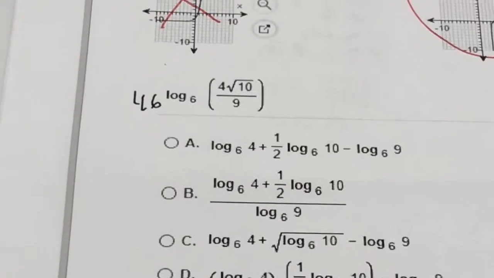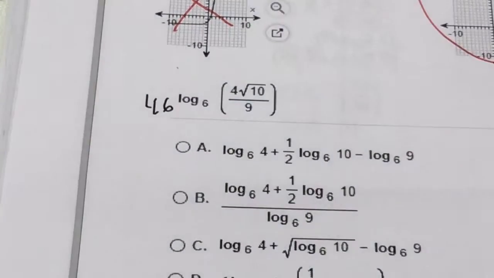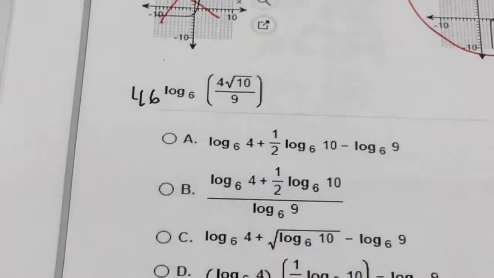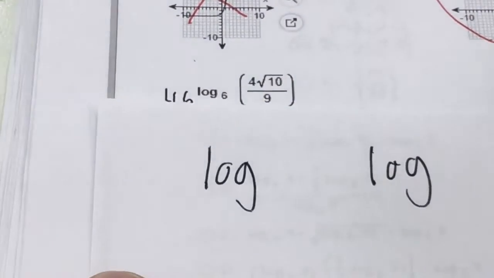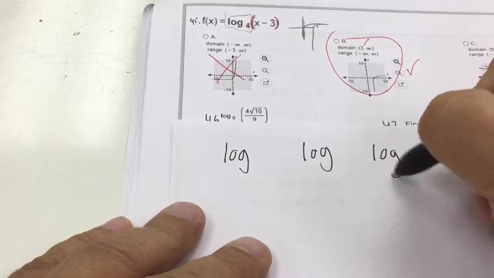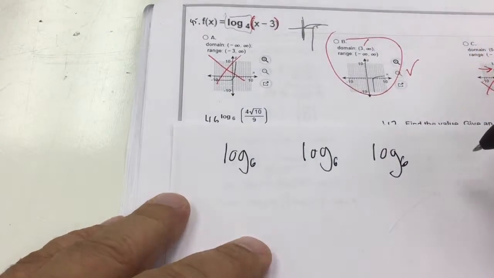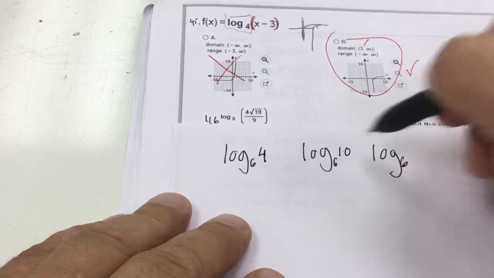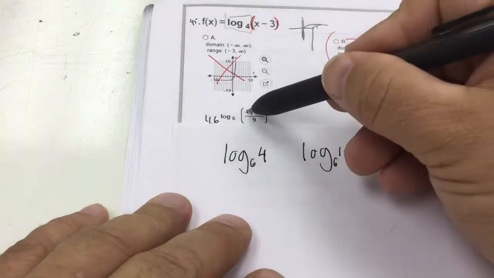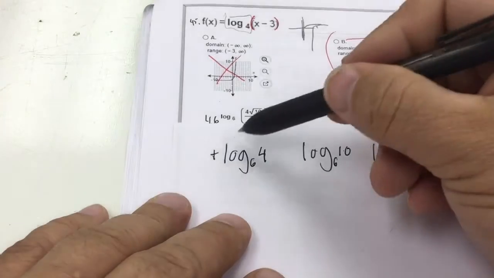It wants me to expand this out. So I have 1, 2, 3 items. I have 3 items, so I'm going to write log 3 times. Log, log, log. Base 6, base 6, base 6. 4, 10, 9. Now, the 4 has nothing with it, but it's on top, so it's a positive. I don't need to put that positive there.